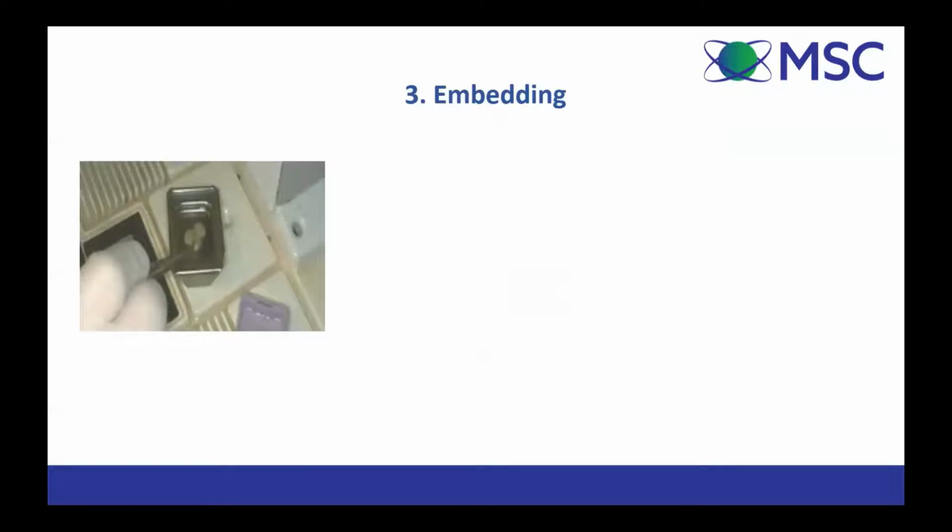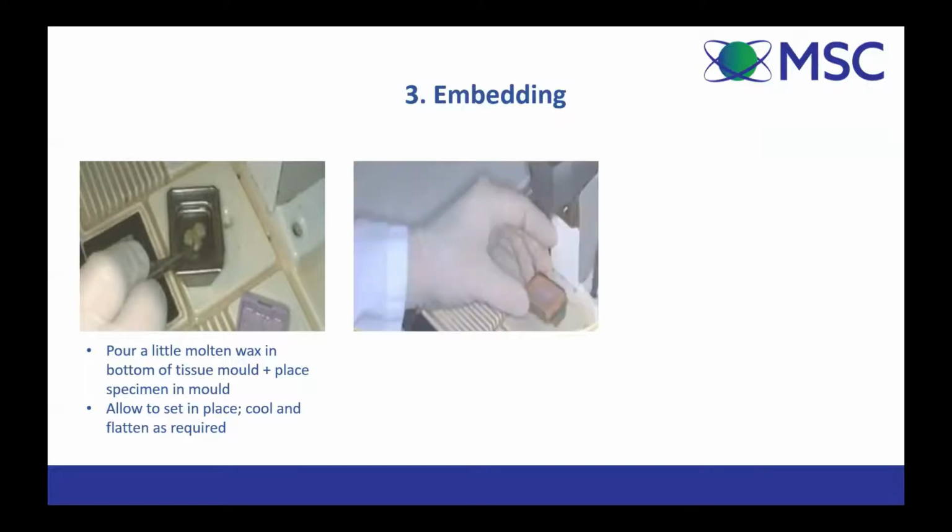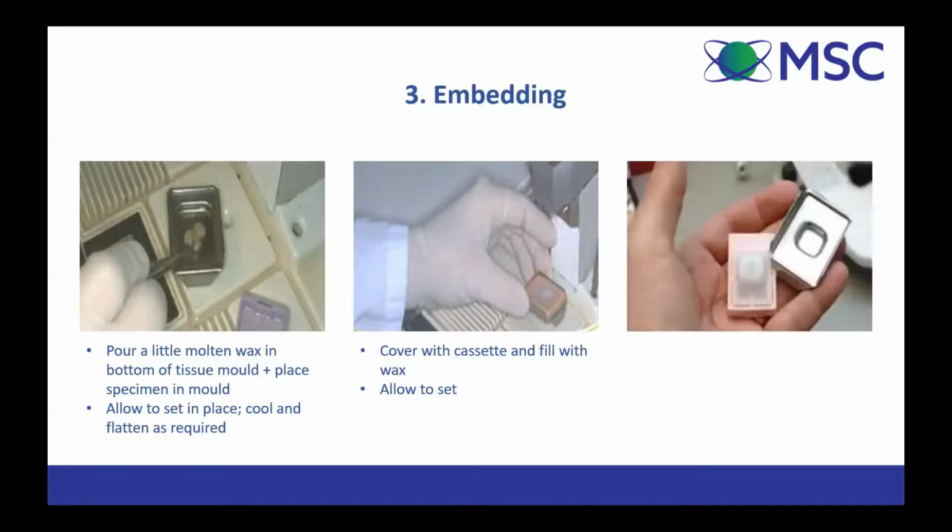So it goes something like this, where you pour a little bit of molten wax in the bottom of your tissue mold and you place your specimen in the mold, and you allow that to set in place, and you can cool and flatten as required, but you can also heat up again if you need to move your samples around a little bit. Next, you're going to cover it with your cassette, and of course your cassette is the thing that you'll have labeled, so you can keep track of what sample you're handling and using. And then you fill that with wax and you allow that to set, and it'll look something like this.